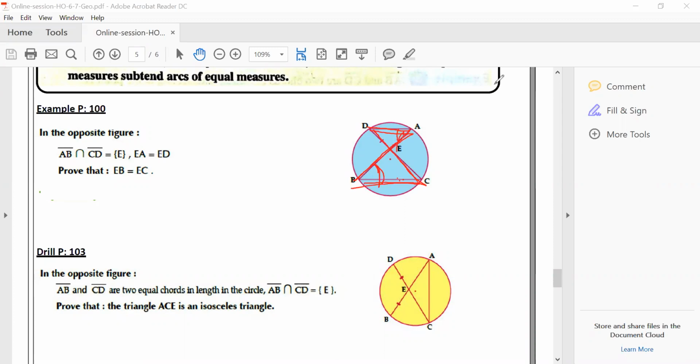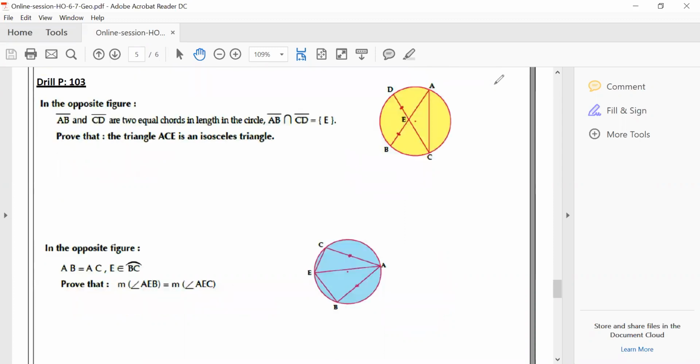Okay, let's move to another drill. AB and CD are two equal chords. We took equal chords, so the opposite arcs are equal also. AB and CD are two equal chords. Given AB and AC, I want to prove that triangle ACE is an isosceles triangle.